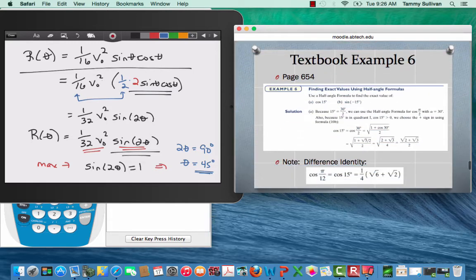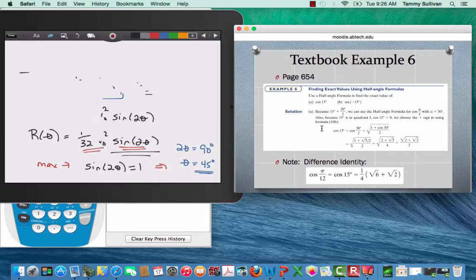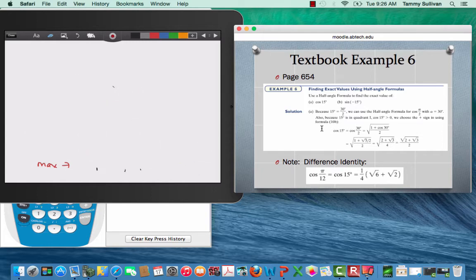So this is textbook example number 6, and we're just going to go through, and I'm going to do B since A is already there. So they want me to find the exact value of sine of negative 15 degrees. Well, I'm going to pull the negative out in front because sine is an odd function. And then when I think about it, 15 degrees is in quadrant 1.